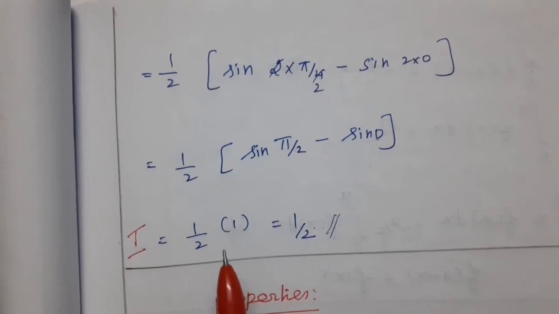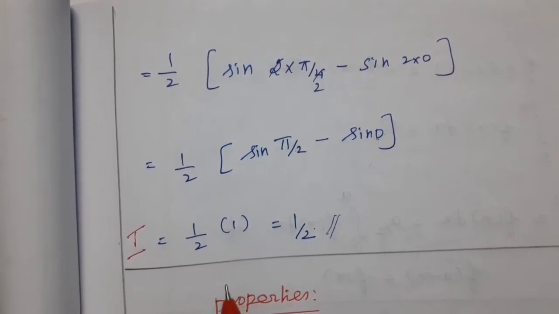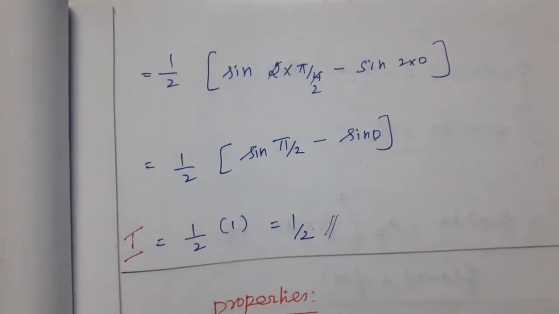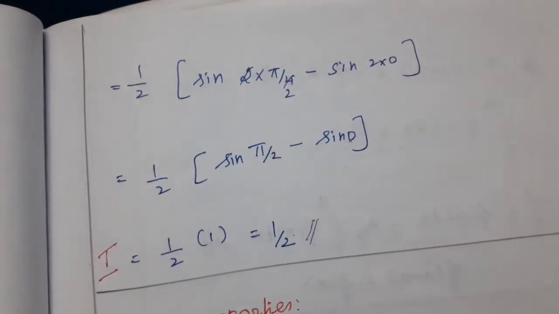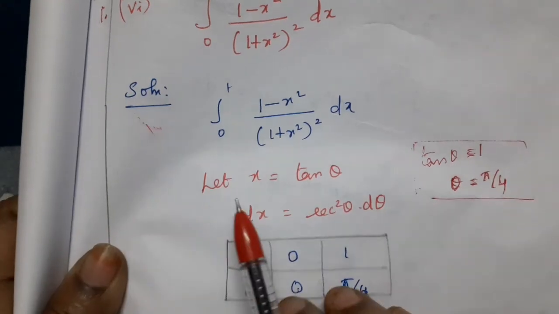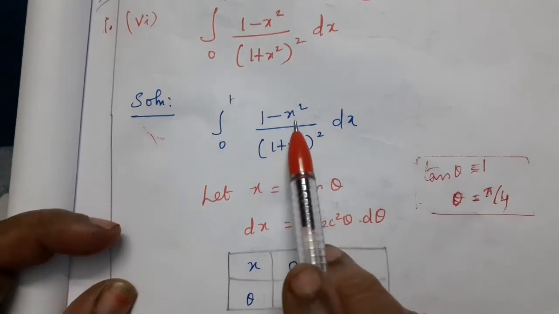Which one is very important? First we apply the change of variable. Afterwards we use the trigonometric identities. We use the trigonometric identity two times. Which one is the very important step? Let us see, the question is given.